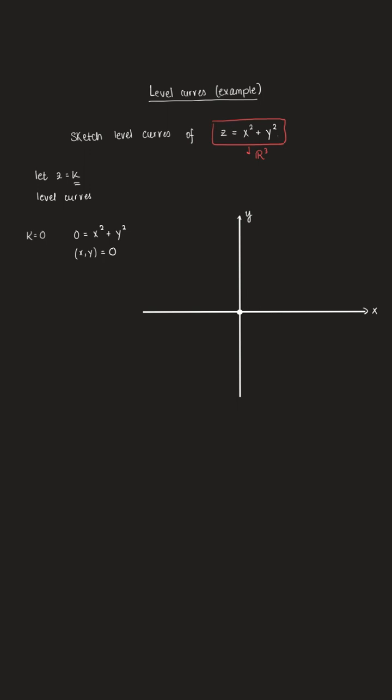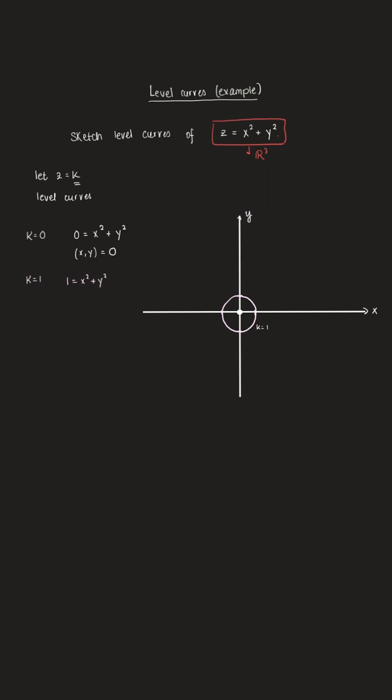Let's increase k by 1. So when k is equal to 1, we can see that when z is 1, we have 1 equals x squared plus y squared, so we have a unit circle centered at the origin. So again, I'm just going to do a quick sketch here. Maybe this is our unit circle centered at the origin, and I'm going to label that this is when k equals 1.